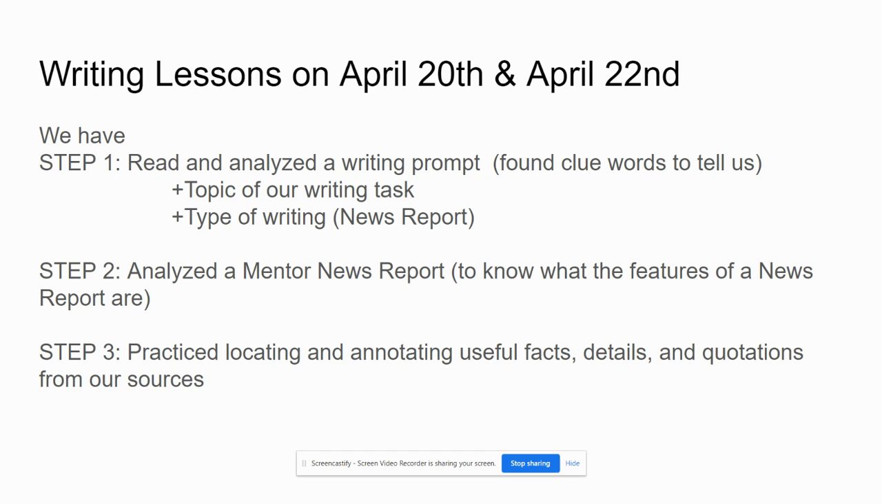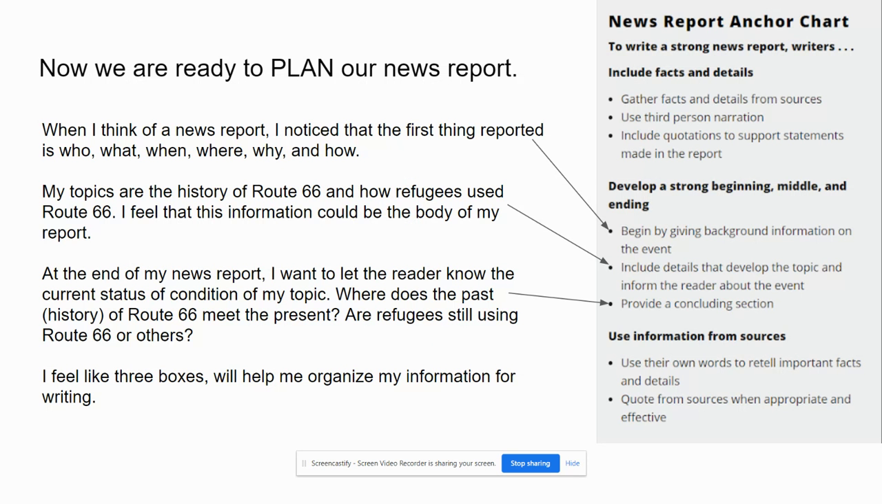And then we needed to bring into the forefront of our mind what the features of a news report are, so we know what to build in our writing. So that was step 2. We looked at a mentor news report, like an example, and we analyzed the organization and what it had in it so we know to do the same thing in our news report. And then step 3, we practiced locating and annotating useful facts, details, and quotations from our sources. That's what we've done. This is where we are at today. We are ready to plan.